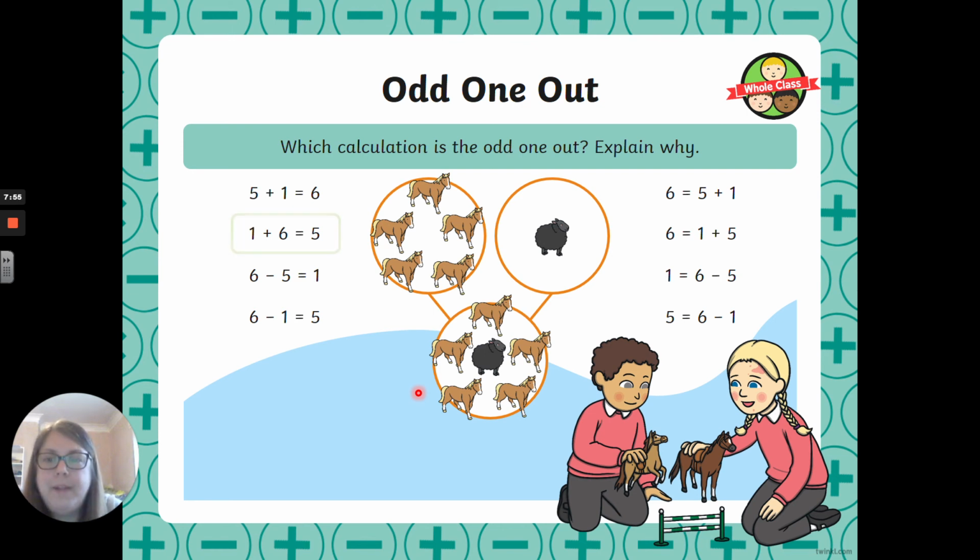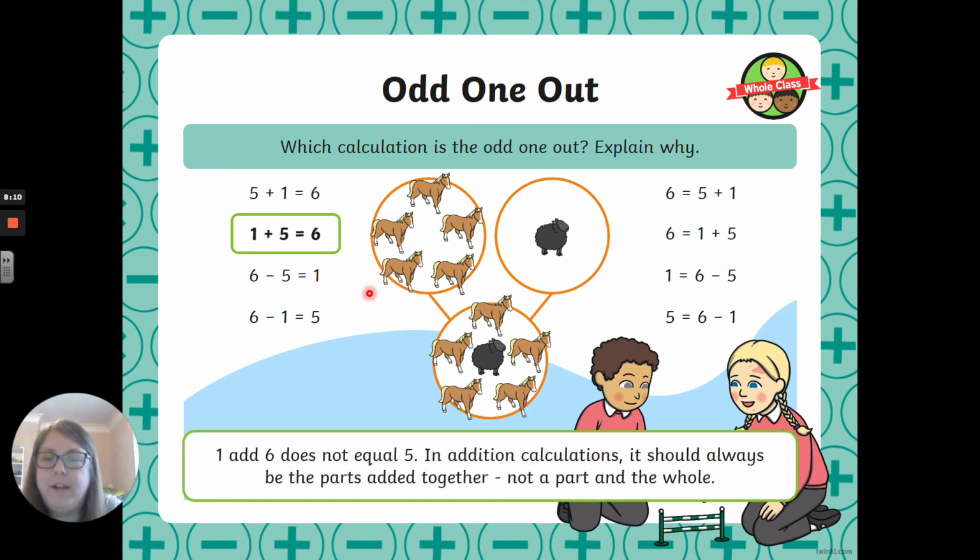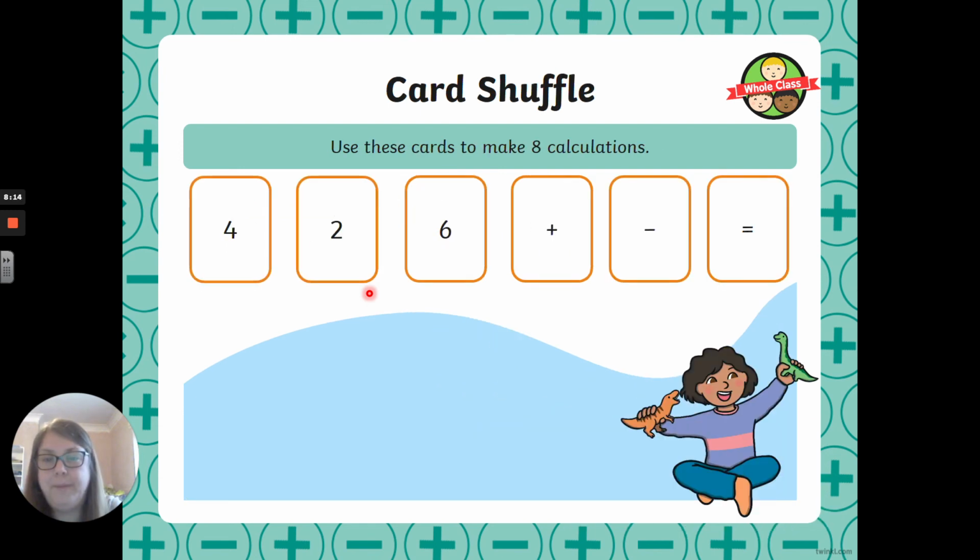So this time it is this one, isn't it? Because 1 and 6, that doesn't equal 5, does it? If I've got 6 and I add 1 more, that gives me 7, doesn't it? Well done if you managed to get that right. 1 add 5 equals 6. We put them in the wrong way.